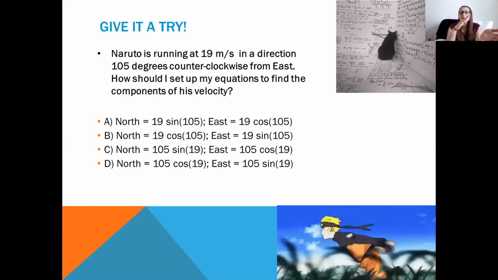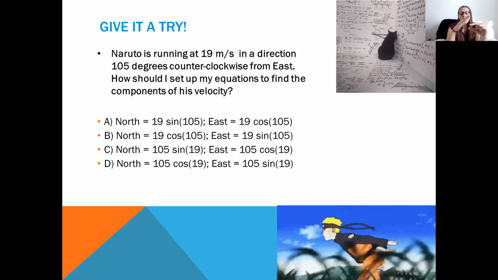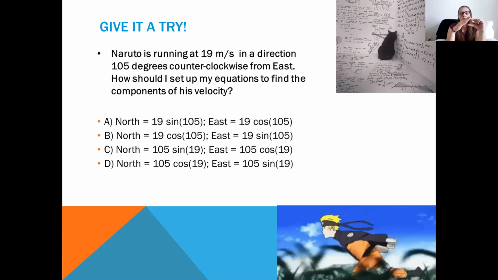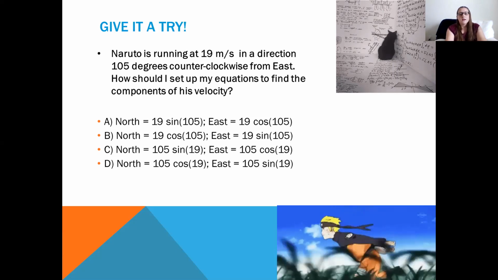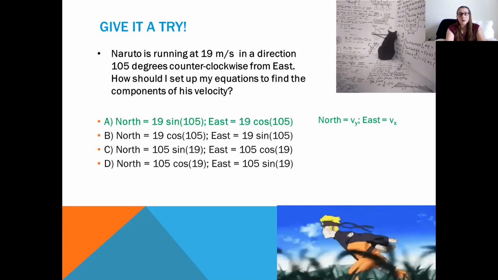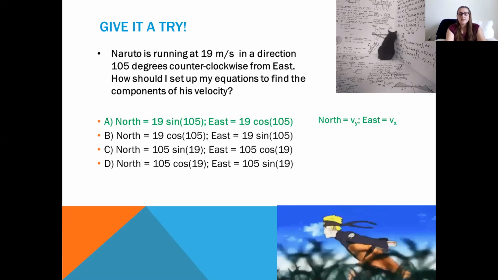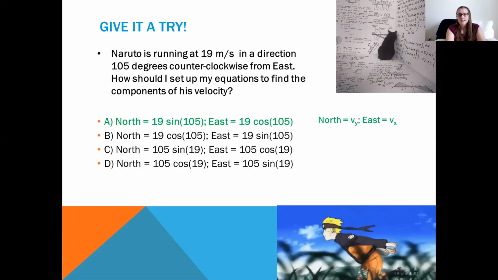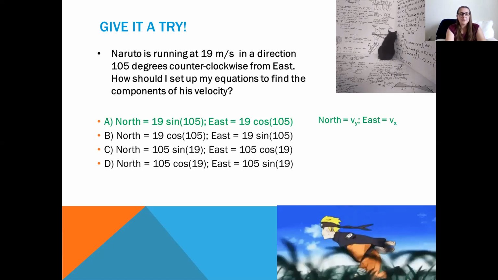So keep in mind, SOHCAHTOA: sine is opposite over hypotenuse, cosine is adjacent over hypotenuse. The hypotenuse of our triangle is our vector, 19 meters per second. And this y component is opposite our angle right here. So A is our correct answer. North is our y component that corresponds with sine, and east is our x component that will correspond with the cosine. So good job, those of you who submitted your responses.